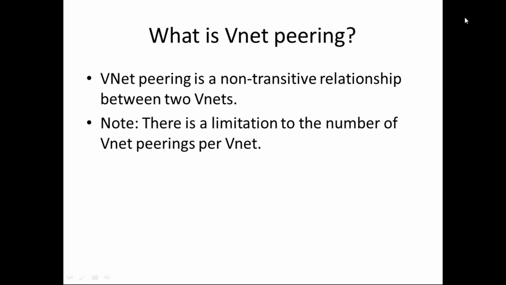When there is a VNet peering between VNet A and VNet B, and there is also a VNet peering between VNet B and VNet C, that means VNet A and VNet C do not have a trust relationship, or do not have a VNet peering directly. Such kind of peerings are called non-transitive relationships. There is a limitation to the number of VNet peerings per VNet. You cannot have an unlimited number of VNet peerings.